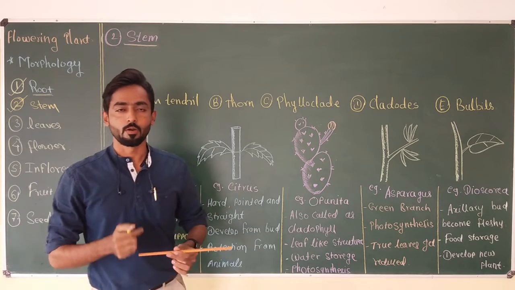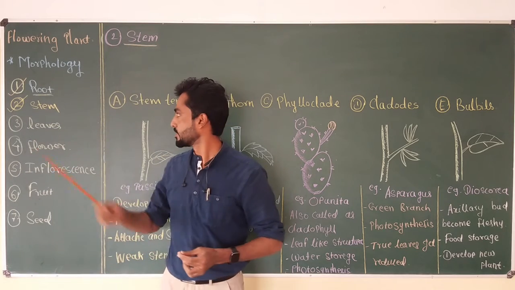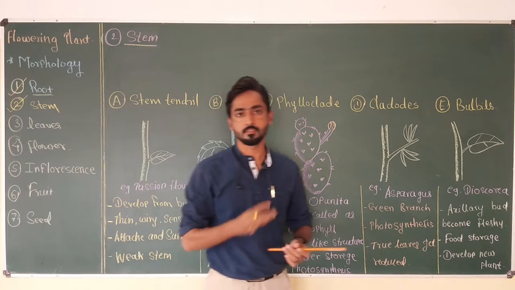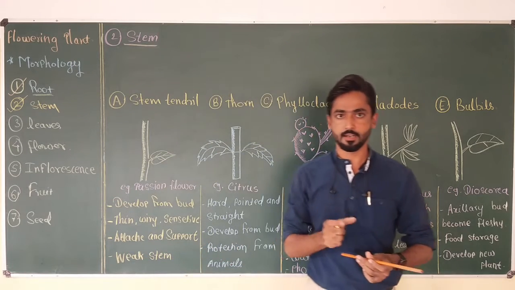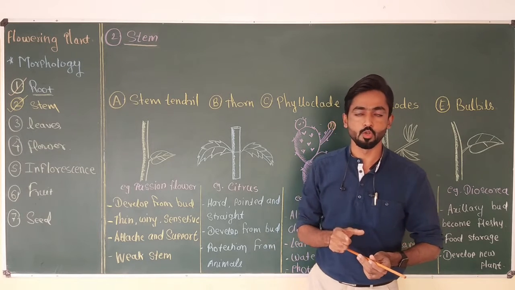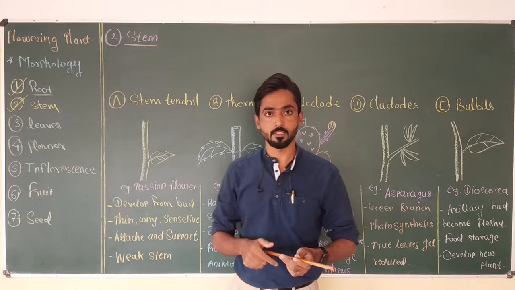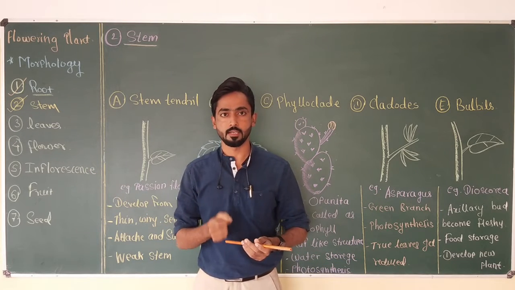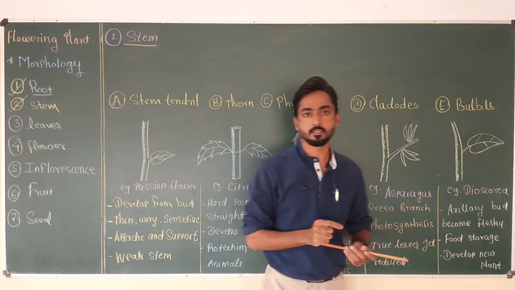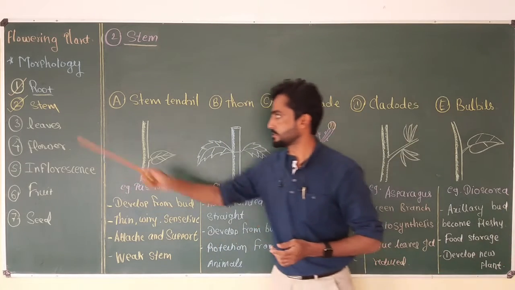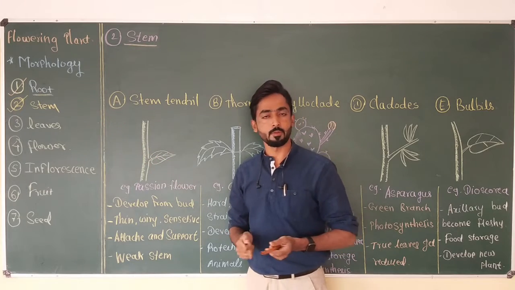Hello everyone. We have started discussion on the stem of the flowering plant. In my last video, I discussed three important things regarding the stem. Number one, basic characteristics of the stem. Number two, two important buds which are present on this type of stem, like vegetative bud and floral buds. And at the end of that video, I discussed the three important functions which are carried out by this type of stem in the flowering plants.